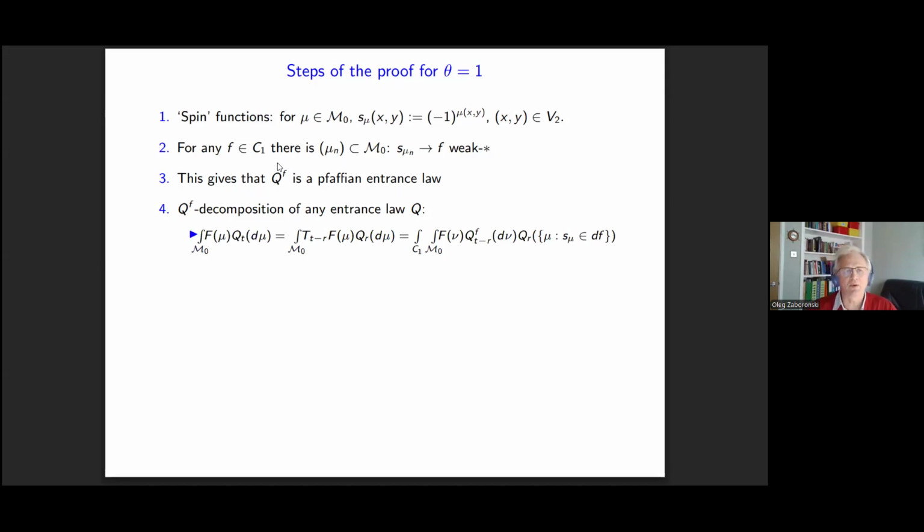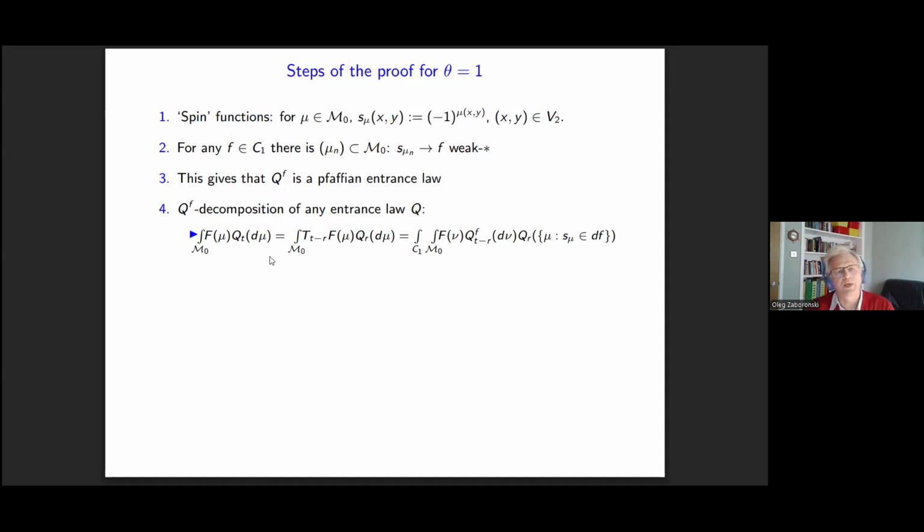I want to say that the proof that the limit is also Pfaffian is quite easy. You immediately get it from this. So this is what we know, that QF is a Pfaffian point process. Then some general fact, which has nothing to do with Pfaffians to start with, is that any entrance law can be decomposed in terms of the laws started from this particular initial condition, so started from these entrance laws QF.